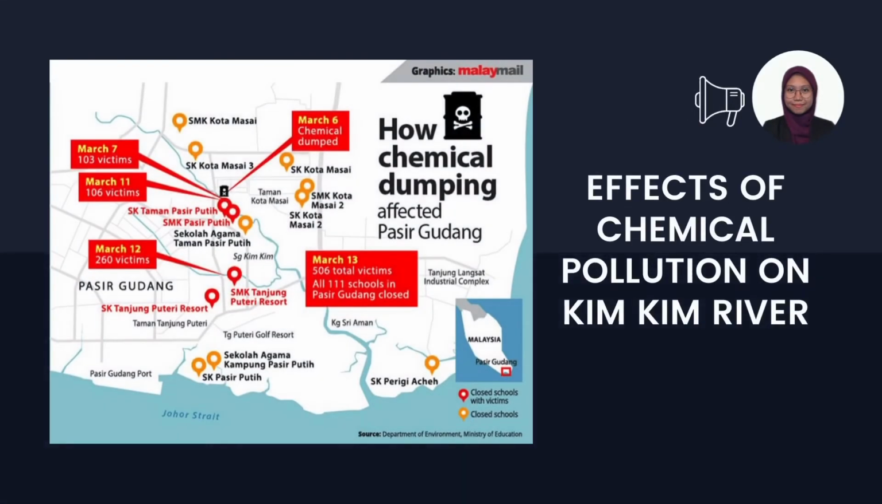How did chemical pollution in the Kim Kim River affect Pasir Gudang? The contamination began on 6 March, when chemical waste was disposed of. On 7 and 11 March, there were 103 victims and 106 victims around SK Taman Pasir Putih and SMK Pasir Putih. On 12 March, there were 260 victims at the area of SMK Tanjung Putri Resort and SK Tanjung Putri Resort. Next, on 13 March, there were 506 victims and all 111 schools in Pasir Gudang were closed.